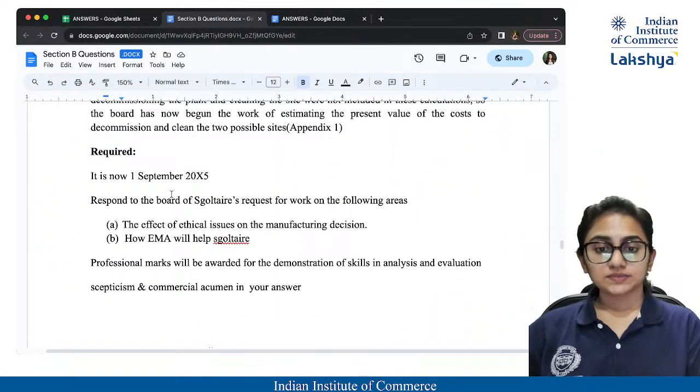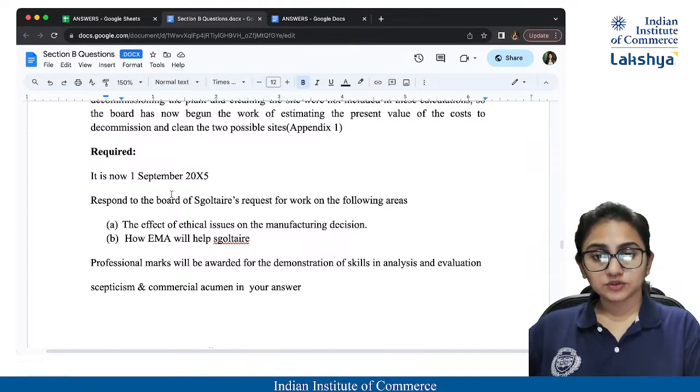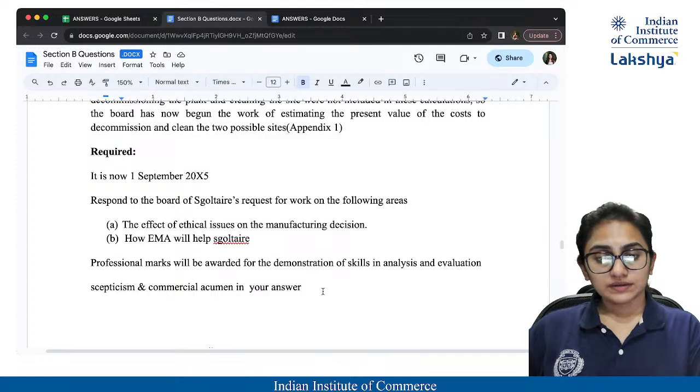It is now 1 September 20x5. Respond to the board of SGOLTE's request for work on the following areas: the effect of ethical issues on the manufacturing decision, how EMA will help SGOLTE, and again professional marks will be there, 5 marks.